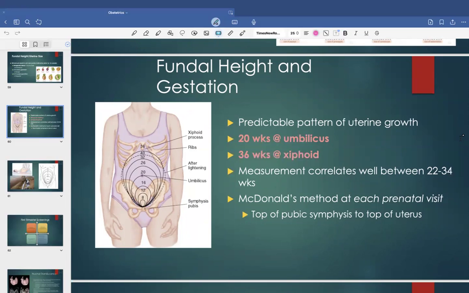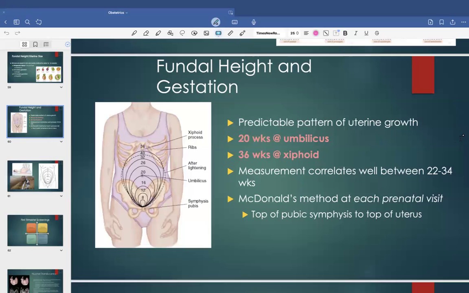Last time, 20 weeks, where is it at? 36 weeks. All right, measurement correlates well between the 22 and 34 week marks. After that, it's a little bit different. So we would expect it to match. If you're taking the measurements from the pubic bone to the height, that measurement should correlate. So if they're about 22 weeks, it should be about 22 centimeters. 34, 34, and so forth.